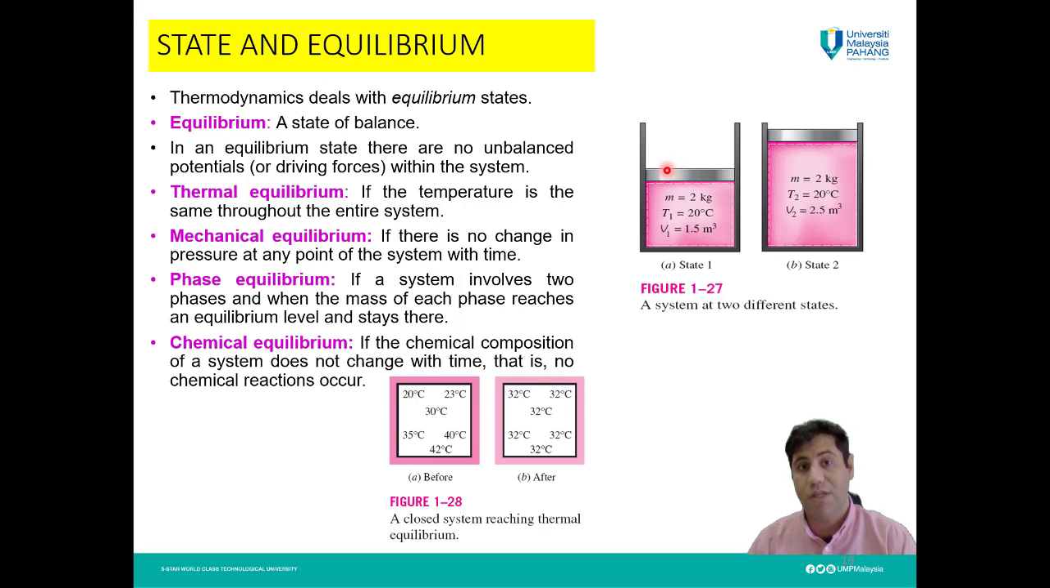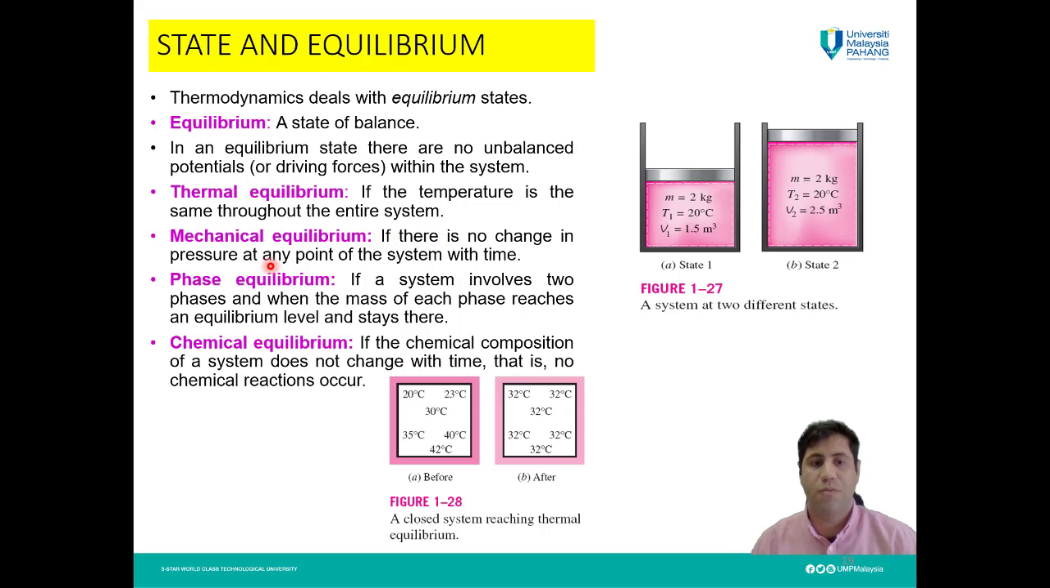Sometimes one of our assumptions is to see the problem in an equilibrium state. In an equilibrium state, there are no unbalanced potential or driving force within the system. Nothing is changing. So we call that equilibrium, state of balance actually. This equilibrium can be in terms of different properties. If the temperature is the same throughout the entire system, we call that thermal equilibrium.